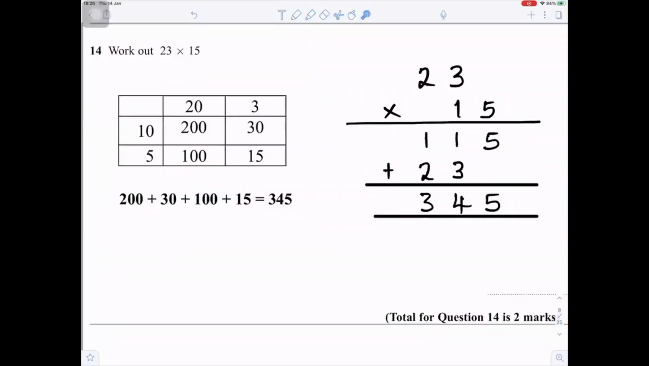Question number 14. Work out 23 times 15. You can do it in a table form like that. 20 plus 3 is 23. And 10 plus 5 is 15. So you can do 10 times 20 is 200. 10 times 3 is 30. 5 times 20 is 100. 5 times 3 is 15. After, you add those four numbers: 200 plus 30 plus 100 plus 15. That gives you 345.